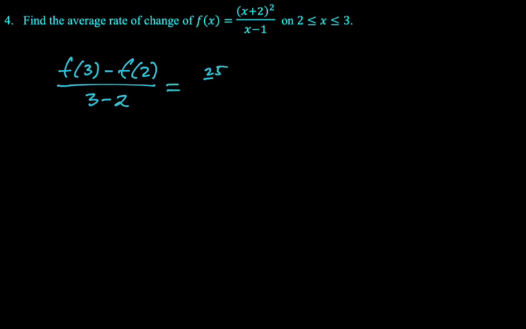When we plug in 3, we get 25 over 2. When we plug in 2, we get 16 over 1. And then 3 minus 2 is 1. And then this will be 25 minus 32 all over 2. So negative 7 over 2.